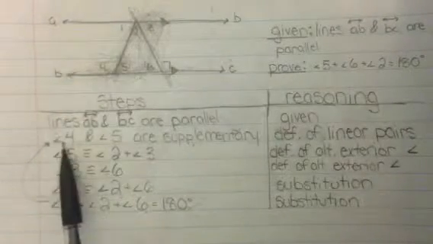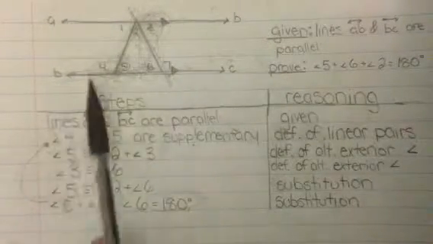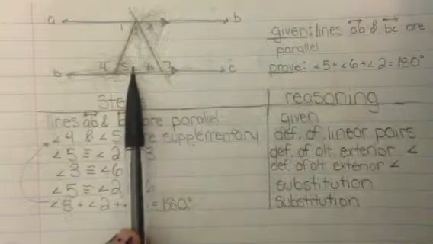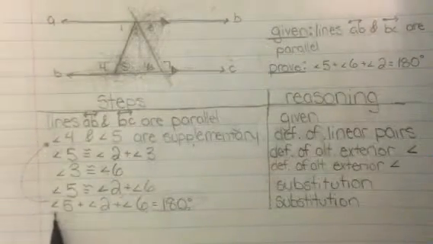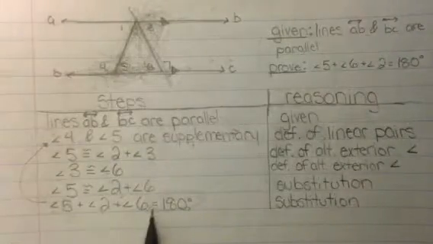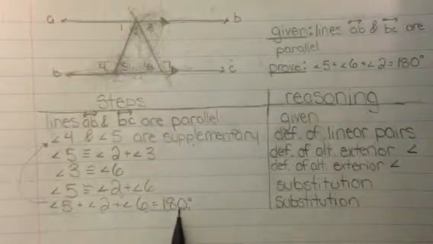Now, going back to our above statement, angle 4 and angle 5 are supplementary, or 180 degrees. We can substitute it in to know that the measure of angle 5 plus the measure of angle 2 plus the measure of angle 6 is all equal to 180. So that is our proof.